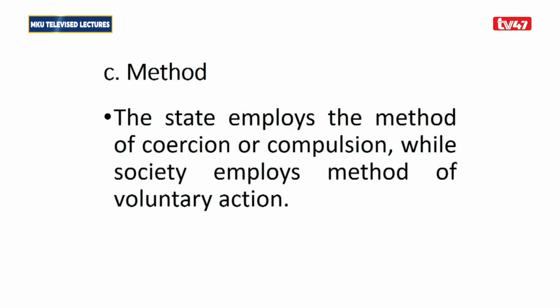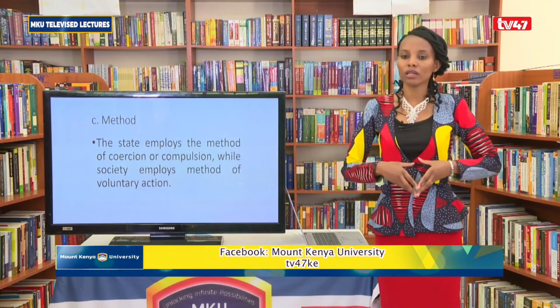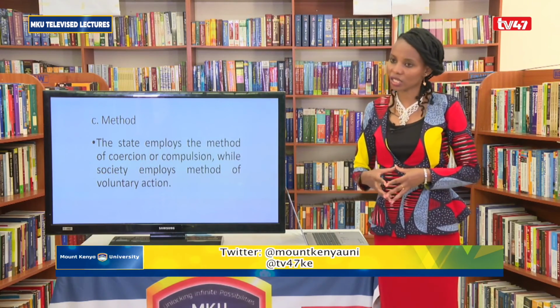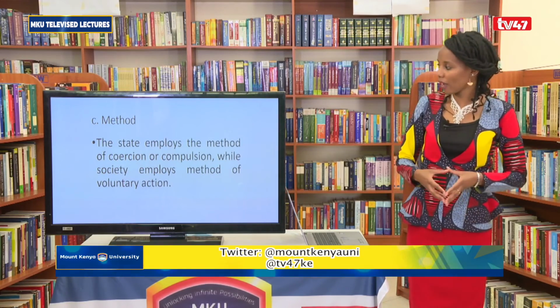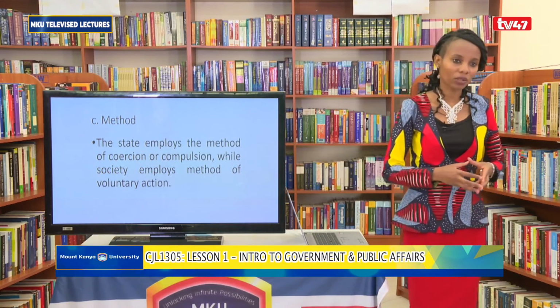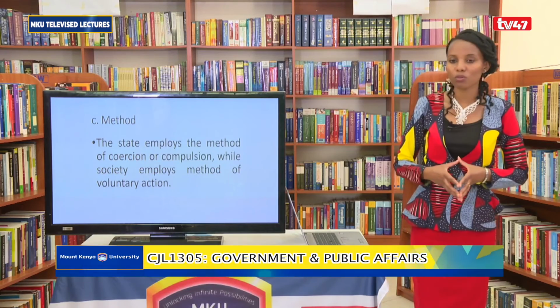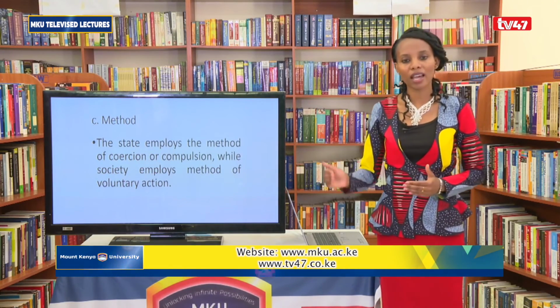Now to the other difference, you find that it touches on the method. As per the method, you find that the state employs the method of coercion or compulsion, while society employs the method of voluntary action. And this is true. Even in our society, whatever we are required to do, we do it voluntarily. But when it comes to the state, even touching on the issues of curfew, if you don't obey these regulations and measures that are there, you find that there is a lot of coercion and compulsion. It's a compulsory thing. You must be in the house by 9.